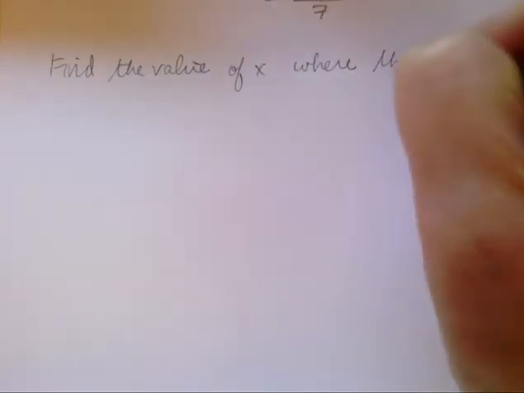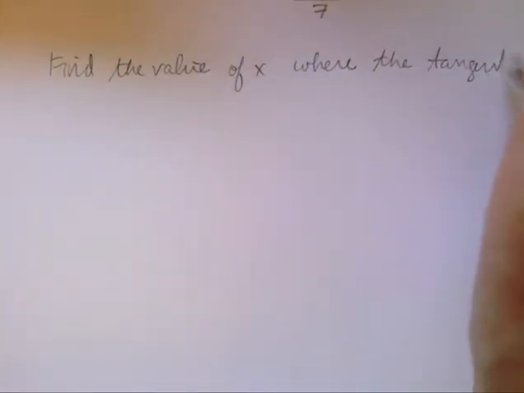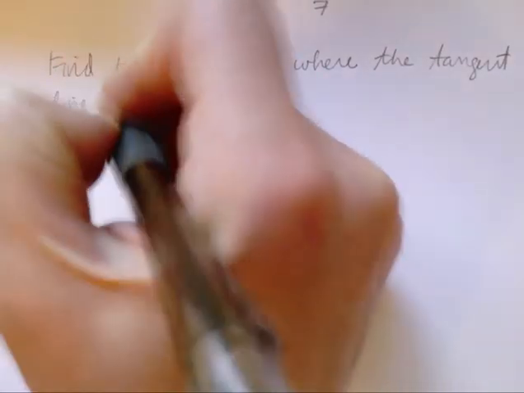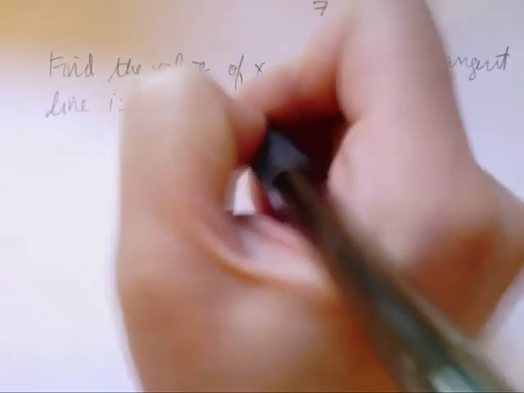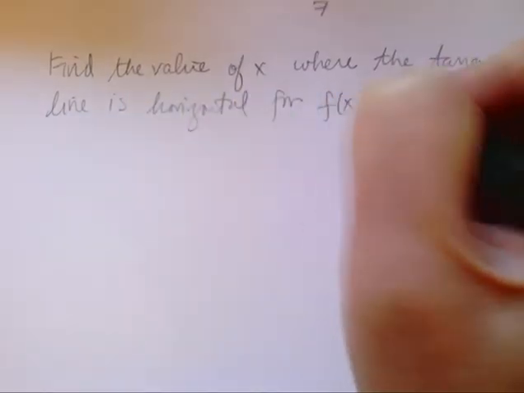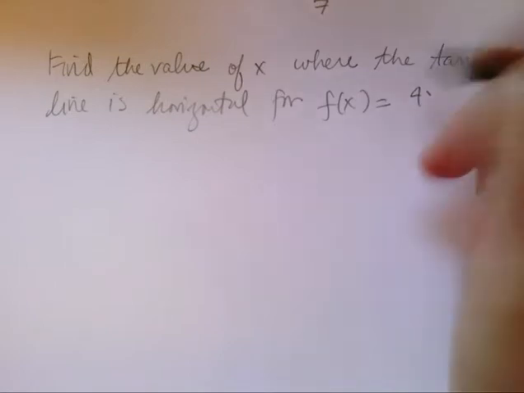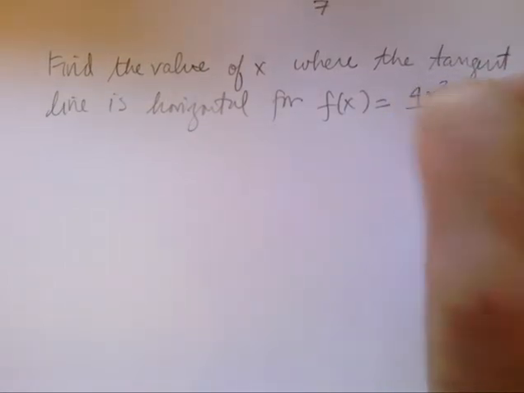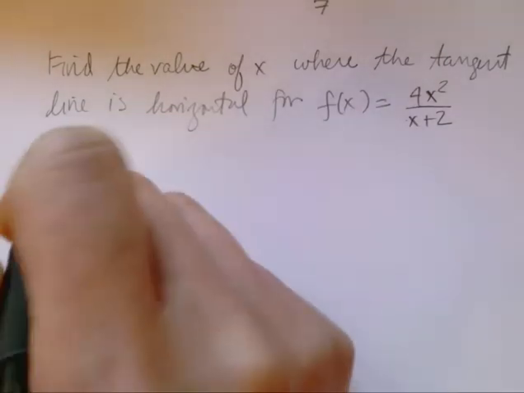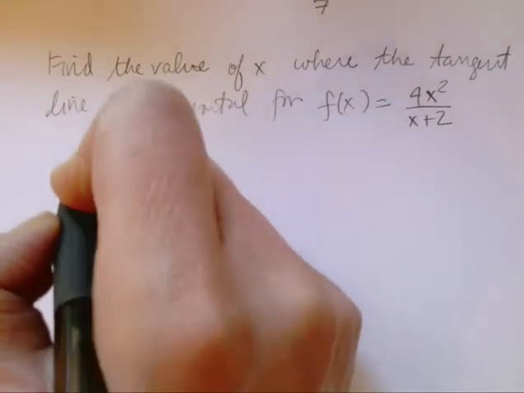All right, let's do another problem. Let's find the value of x where the tangent line is horizontal, for f of x equals 4x squared over x plus 2. So first we take the derivative.